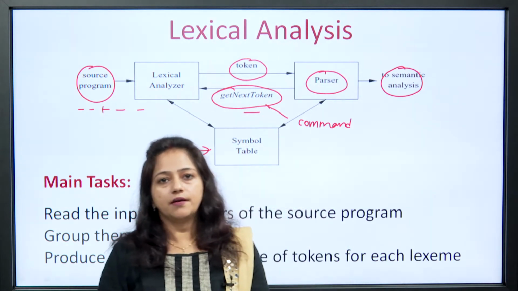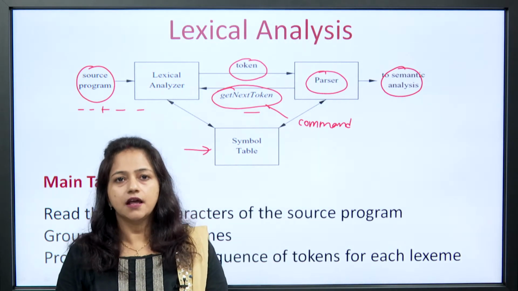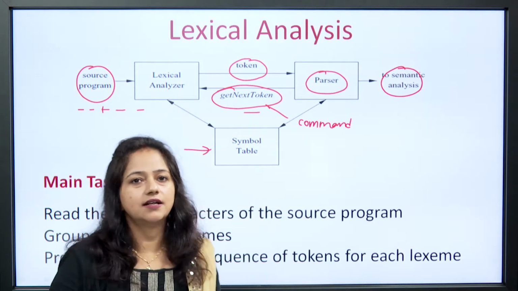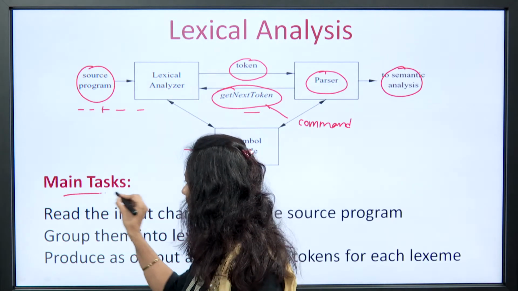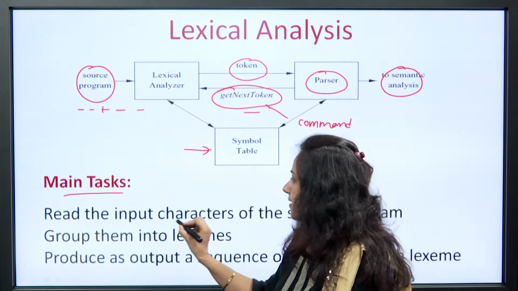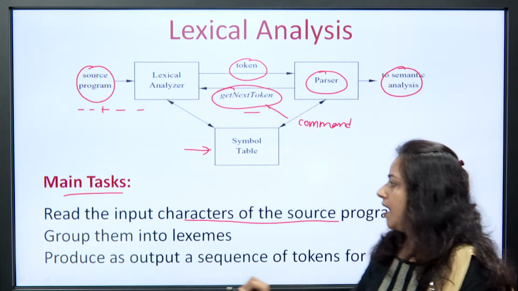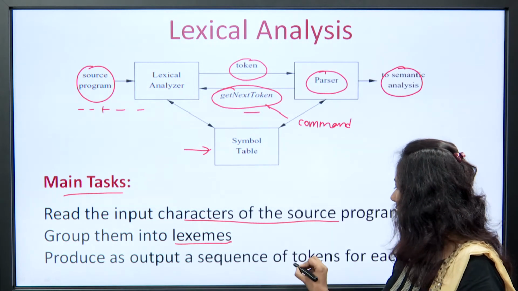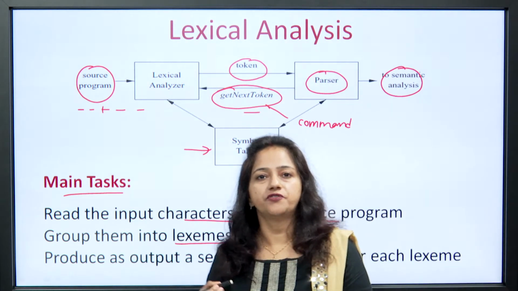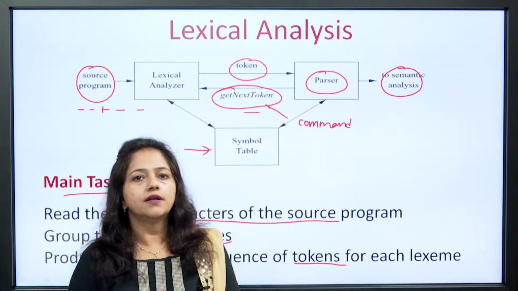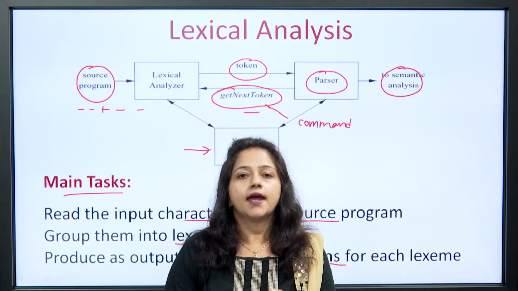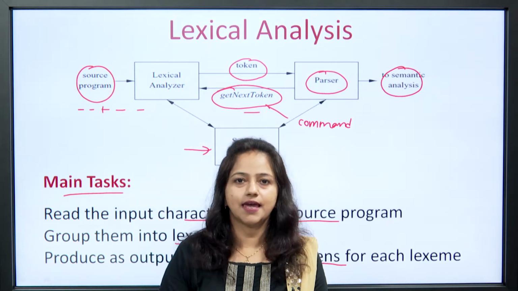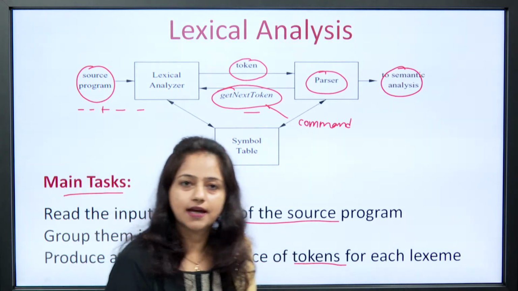With respect to the tasks of the lexical analyzer, we can categorize them in two categories. First is the main category and second is additional tasks. In the main category, the lexical analyzer reads the input characters of the source program, groups them into lexemes, and then produces as output a sequence of tokens, one for each lexeme. So, the lexical analyzer will read the source program, find the lexeme, and based on the pattern it will return the token to the syntax analyzer. This is the main task of the lexical analyzer.